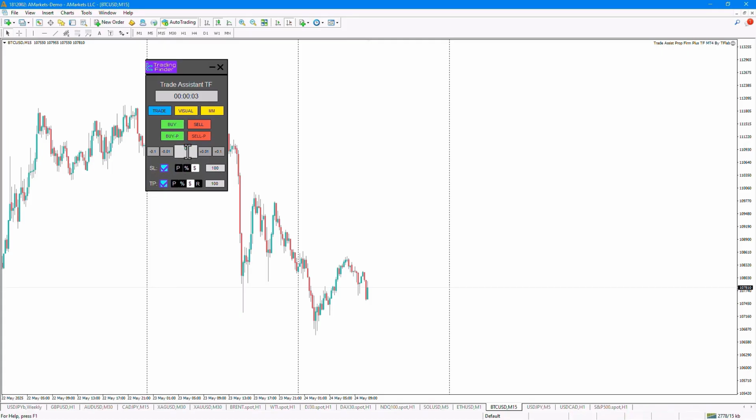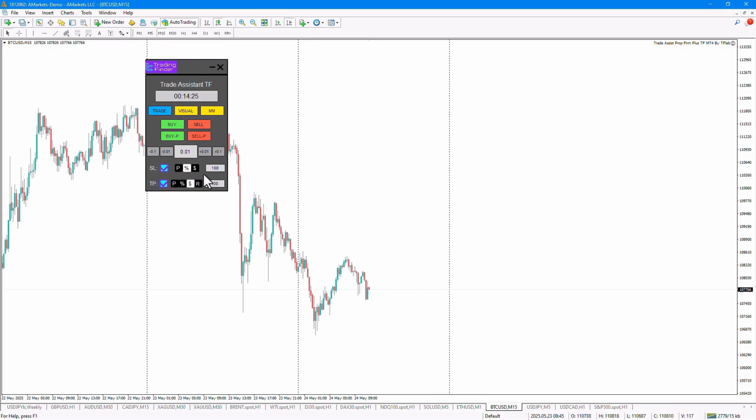For example, here I set the volume to 0.01 of a lot, and I also activate the stop loss and take profit here so that my trade has both a stop loss and a take profit. Opposite the stop loss section, there are options for points, percentage, and dollars, which determine how my stop loss is set. By selecting the points option, I can set the number of points for my stop loss in this section, which by default is set to 100 here, meaning my stop loss is set based on 100 points.